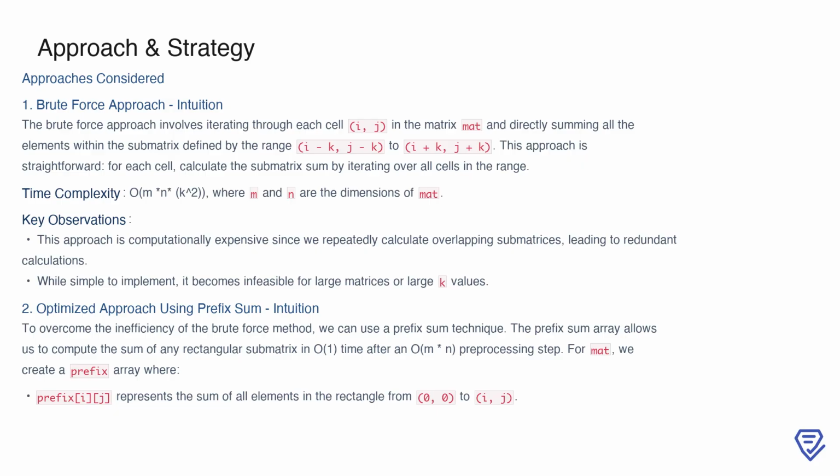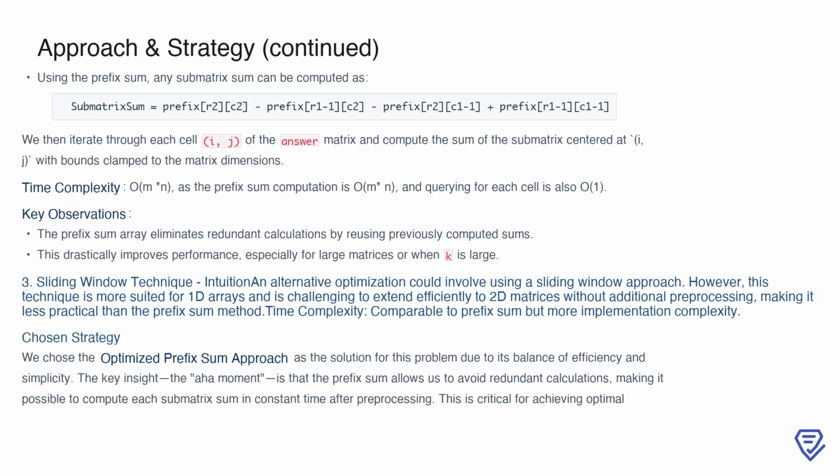To address these inefficiencies, we turn to an optimized strategy using the prefix sum technique. The prefix sum allows us to calculate the sum of any rectangular submatrix in constant time after an initial pre-processing step. By building a prefix sum array, where each entry represents the cumulative sum of elements from the top left corner to the current cell, we can streamline the process significantly. With the prefix sum array in place, we can compute the sum of any submatrix using a simple formula.